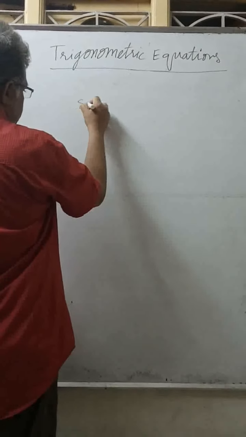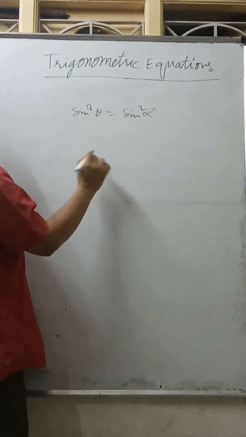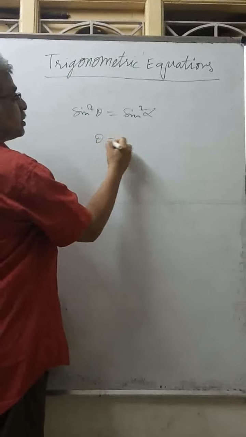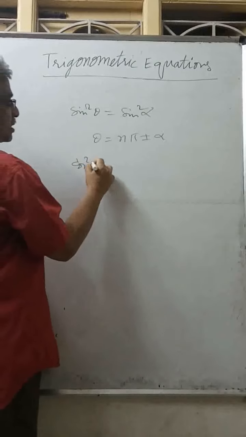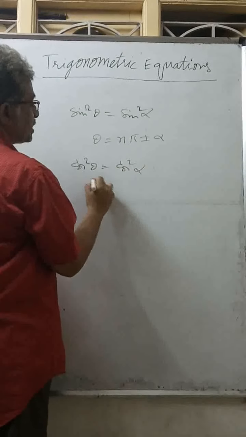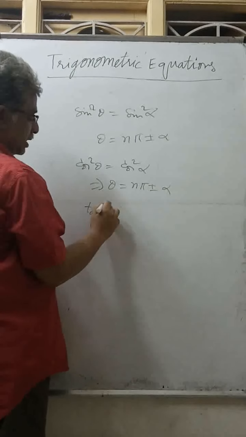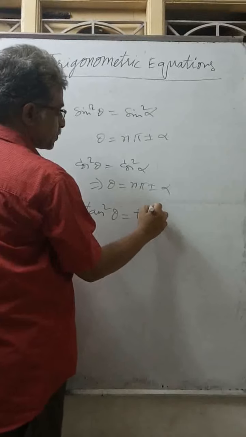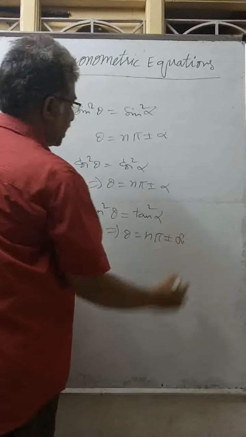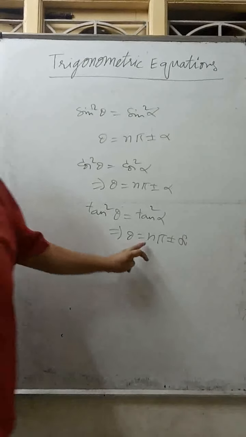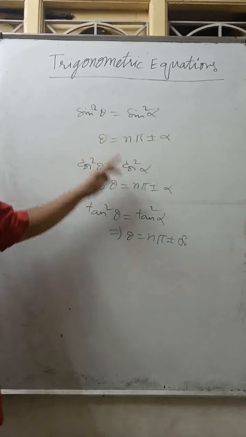And we know the general solution of sin square theta equal to sin square alpha: first find the principal value theta, then the general solution is theta equal to n pi plus or minus alpha. Same for cos: cos square theta equal to cos square alpha implies theta equal to n pi plus or minus alpha. Same for tan: tan square theta equal to tan square alpha implies theta equal to n pi plus or minus alpha. So for any square, sin square, cos square, tan square, the general solution is the same: n pi plus or minus alpha.